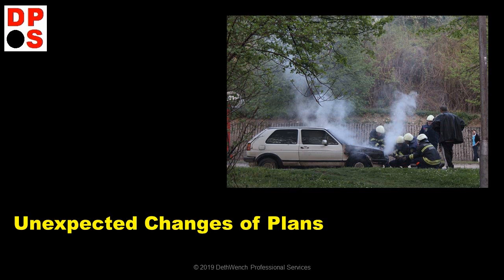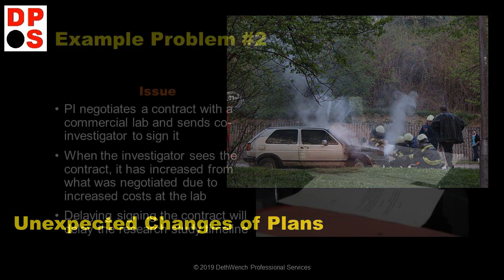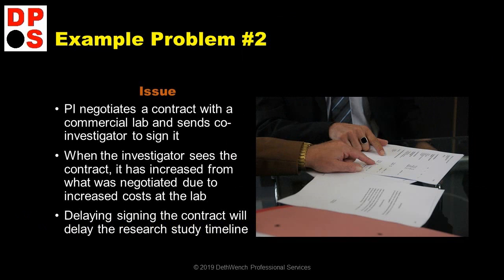Anyone who has done research before knows that it is an error-prone activity, and there are often unexpected changes of plans. Take this situation. Let's say the PI of a research team negotiates a lab contract for the study, then sends an investigator to go sign it. But when the investigator sees the actual contract, she learns it has increased from what the PI negotiated. Let's say the lab tells her up front that their expenses went up, so they had to increase the contract. So what should the investigator do?